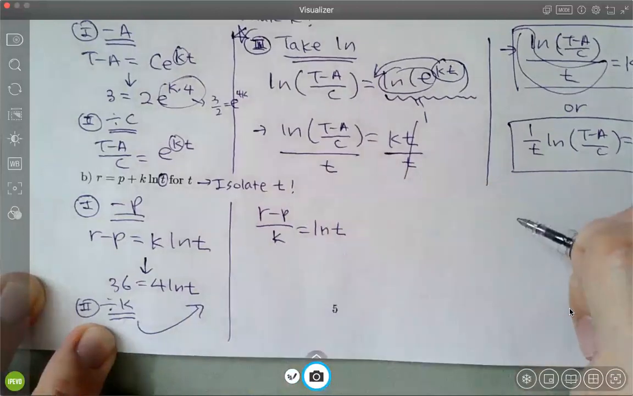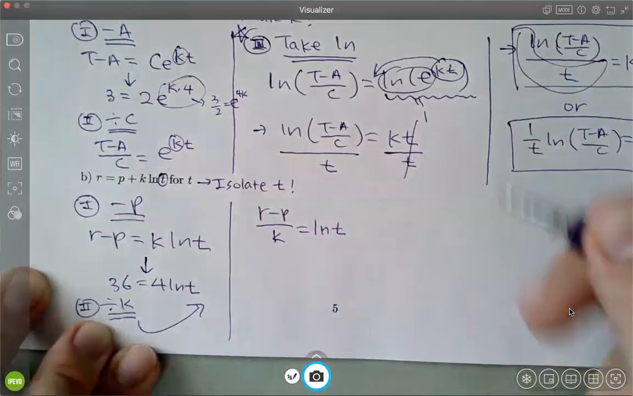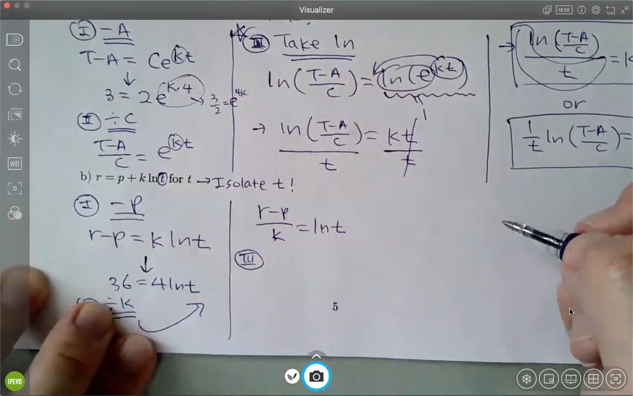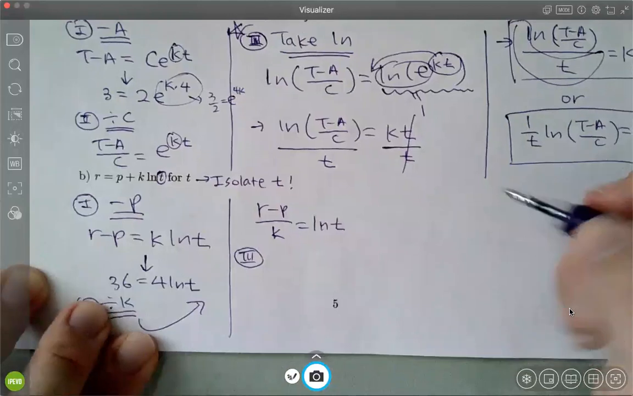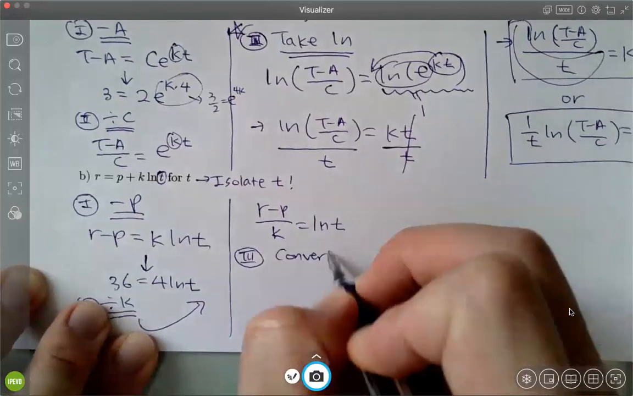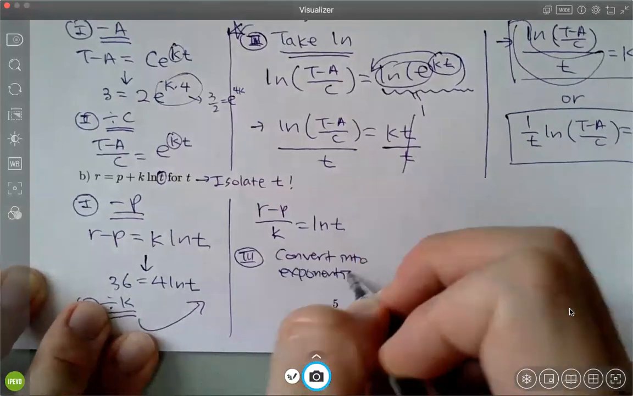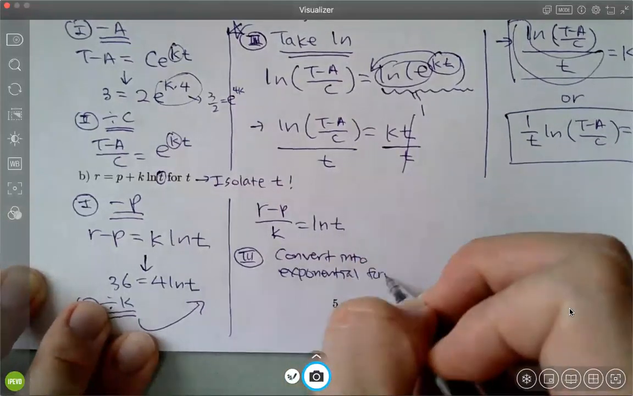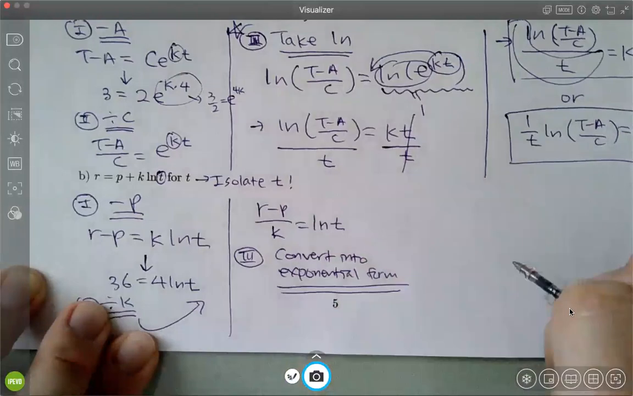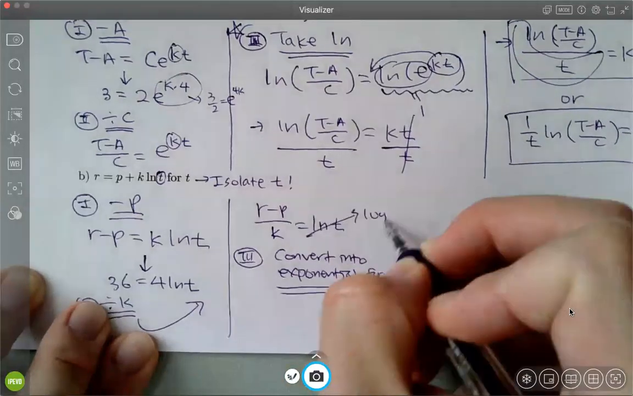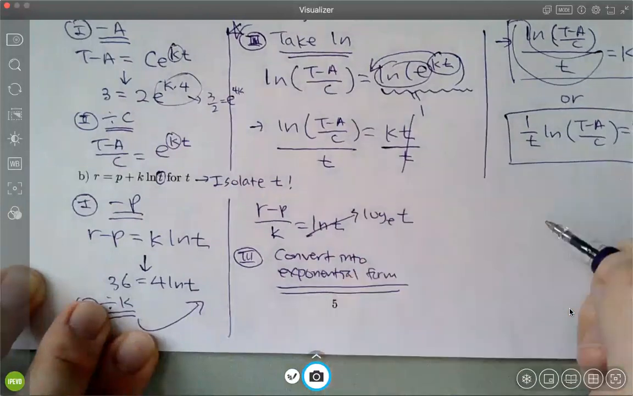And then what's the next step? Okay, so now we have to convert this into exponential form. What does conversion mean? Remember, ln T is the same thing as what? Log base E, right? So what does that mean? Base goes to the base, so what's the base here? E.